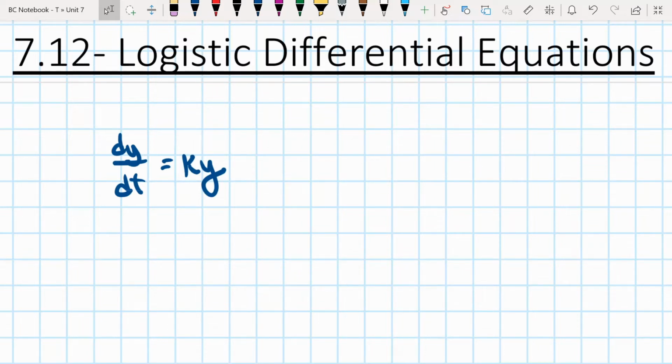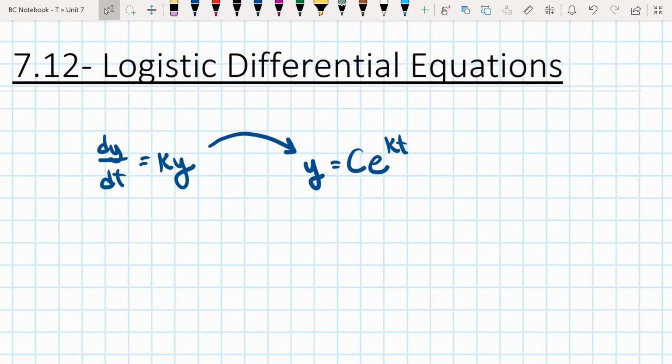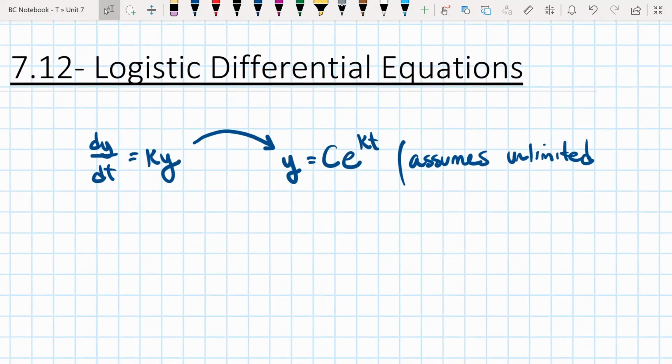This is a type of differential equation that we talked about earlier in the unit, whose solution, because it's a separable differential equation, was y equals c e to the k times t. So the solution to this differential equation is an exponential function, either a growth or decay function. And in this case, we're going to assume it's a growth function. And inherent in this assumption is that this function assumes unlimited growth. So it will grow forever, and it won't stop.